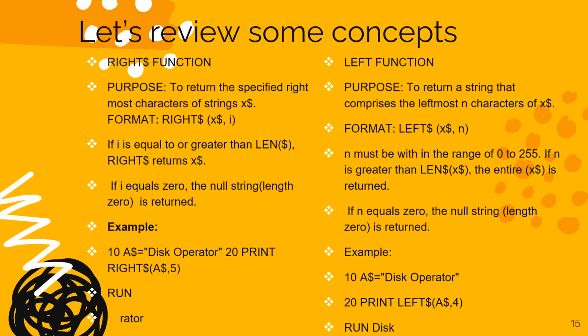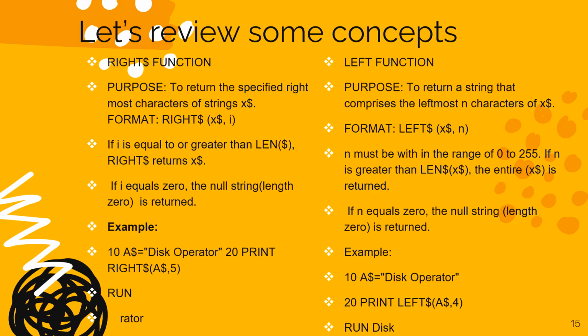So we are going to start the RIGHT$ function now. The purpose of this function is to return the specified rightmost characters of the string x$. The syntax of the RIGHT$ function is RIGHT$(x$,I). I is the value used to give the number of rightmost characters. If I is equal to or greater than the length of the string, RIGHT$ returns the same string x$. If I is equal to 0, then RIGHT$ will return the null string.